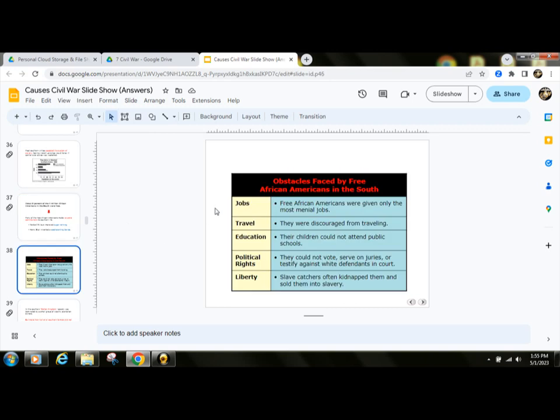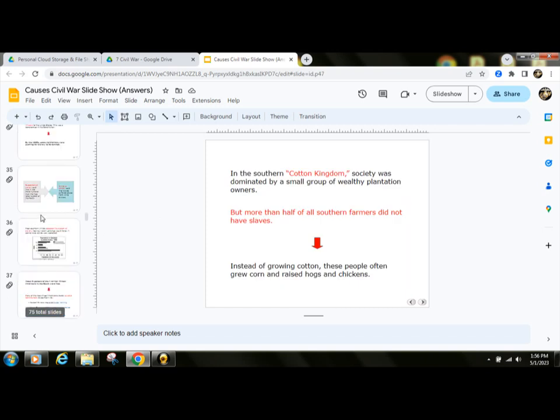Obstacles faced by free African Americans in the South. Free African Americans were given only the most menial jobs. They were discouraged from traveling. There was no public school for them. They couldn't vote, serve on juries, or testify against white defendants in court. And slave catchers often kidnapped them and sold them into slavery. So again, even if you were free in the South as a person of color, things were pretty rough.